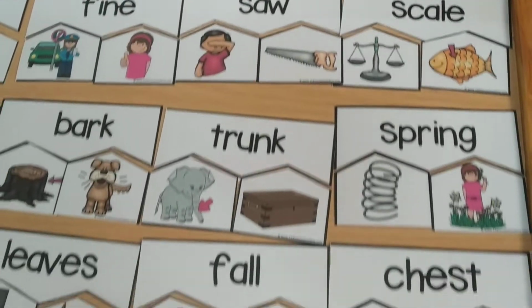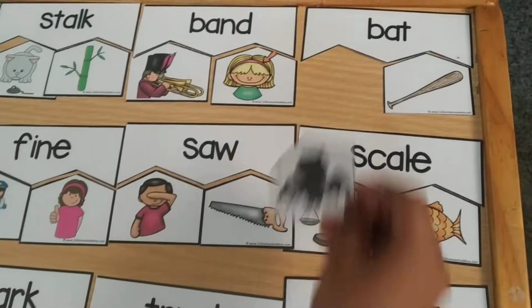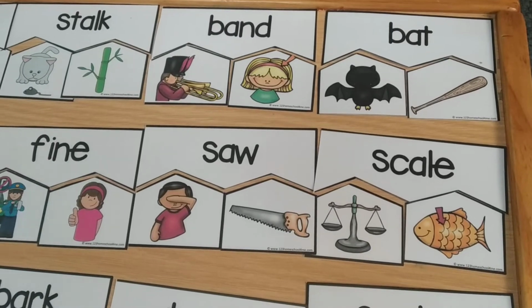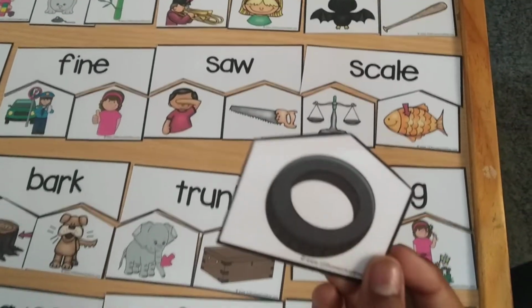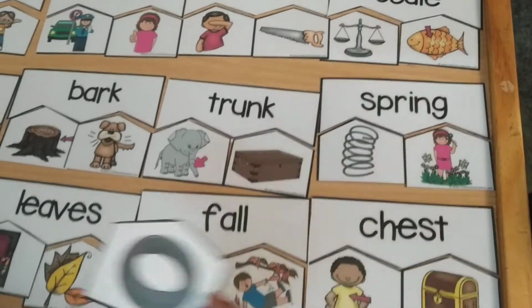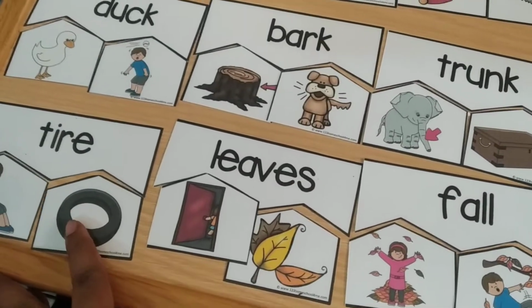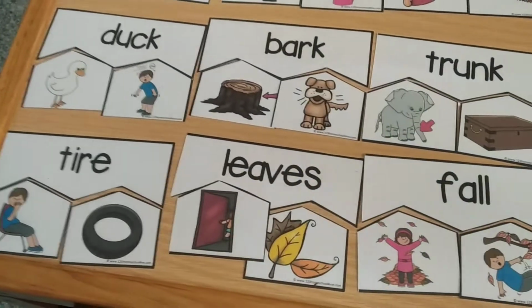Log. Bat. What is this bat? Fly. Yes, it's a bird, a type of bird which can fly. Okay. What's that? Tire. There are two different tires. This is a wheel tire and this one is feeling very tired. Good job, beta.